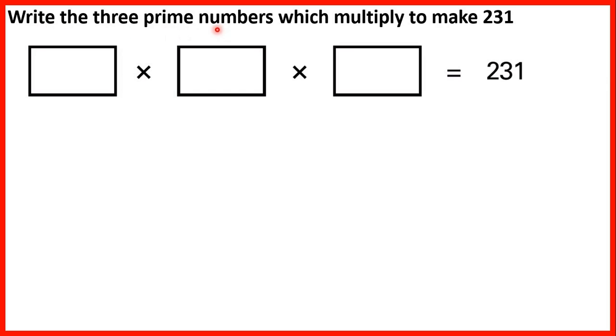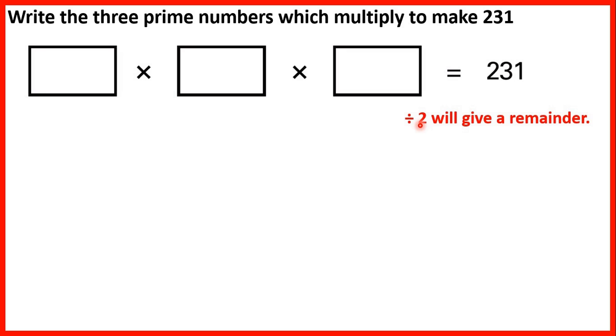Write the 3 prime numbers which multiply to make 231. So a prime number is a number with only 2 factors. A prime number is only in the 1 times table and its own times table. And here we have a missing number multiplication, so we'll need to use division. To find what this number here could be, we can divide 231 by a prime number.